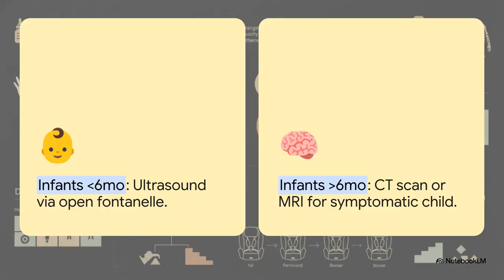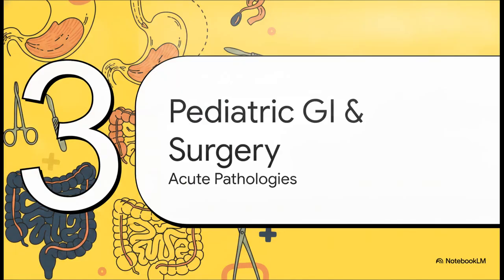Lock in this test day heuristic. If the infant is under 6 months old, use the acoustic window of their open fontanelle to get an ultrasound. That open window is your absolute best friend. If they're over 6 months and symptomatic, you go straight to a CT scan. MRI is generally kept in reserve for stable, asymptomatic patients to spare them the unnecessary radiation. All right, on to Section 3, Pediatric GI and Surgery.